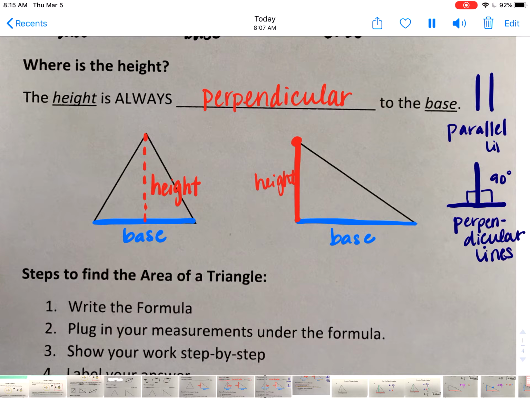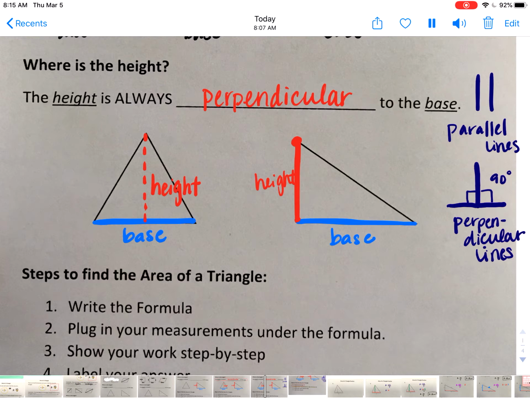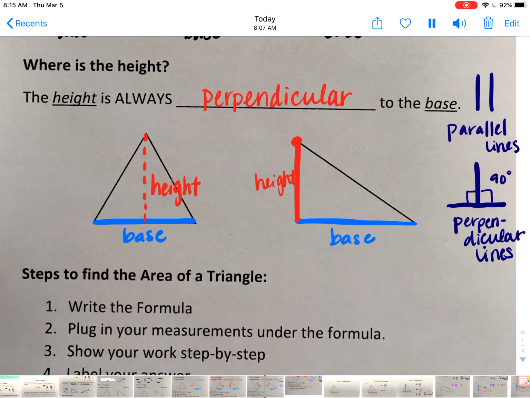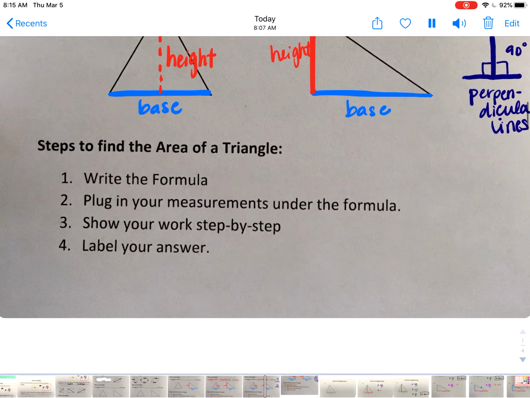So parallel lines and perpendicular lines. All right, so on your triangle, your height is always perpendicular to the base. So how are we going to find the area of a triangle? It's a lot like yesterday.